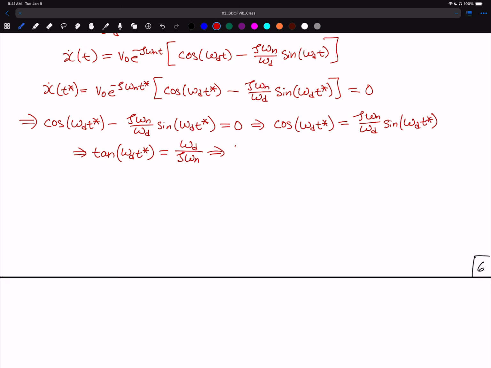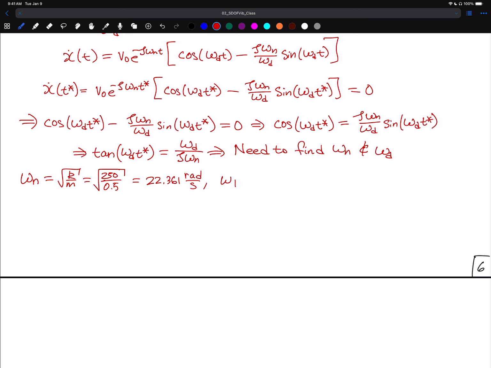So now we need to find omega n and omega d. So we'll start with omega n, because omega d depends on it. This is equal to the square root of k over m, which is then equal to the square root of 250 divided by 0.5, which is equal to 22.361 radians per second.